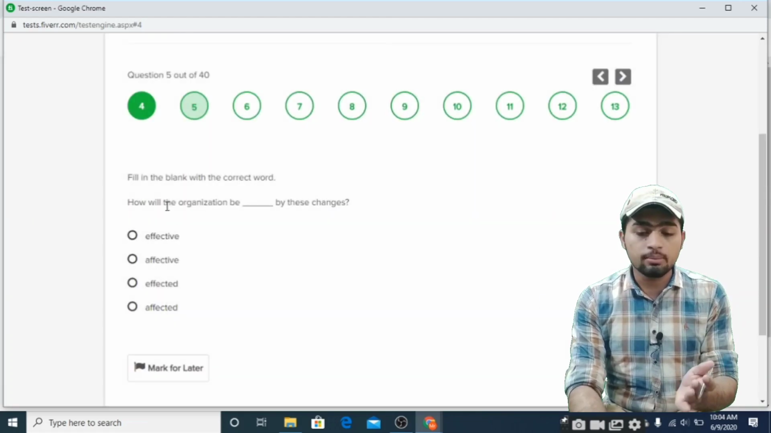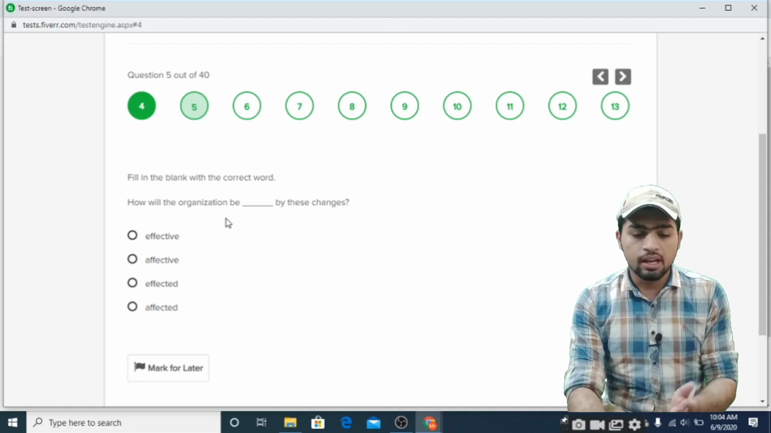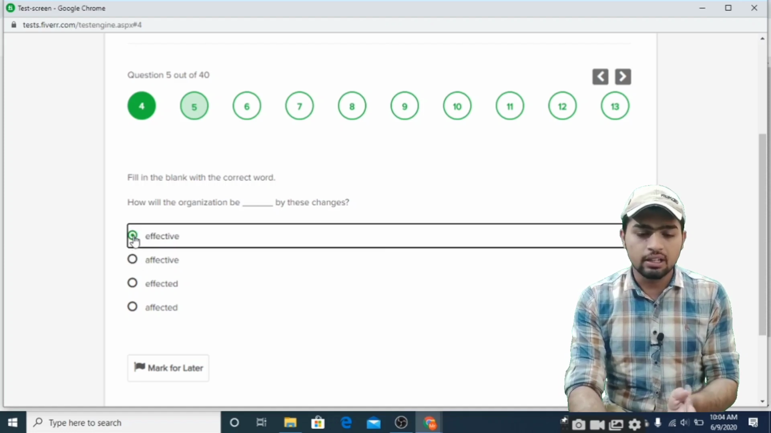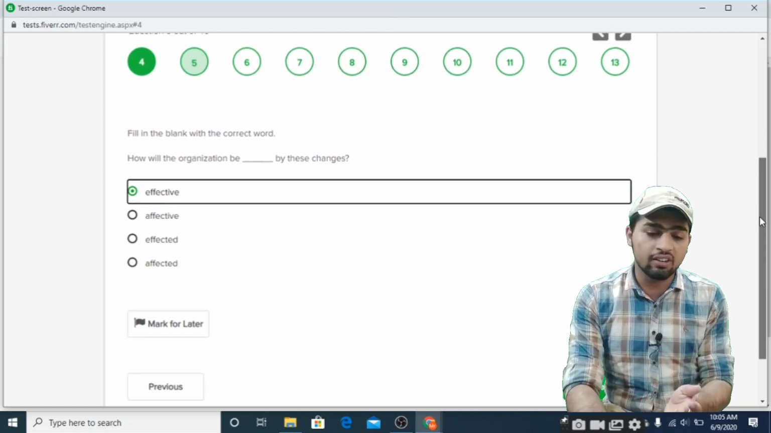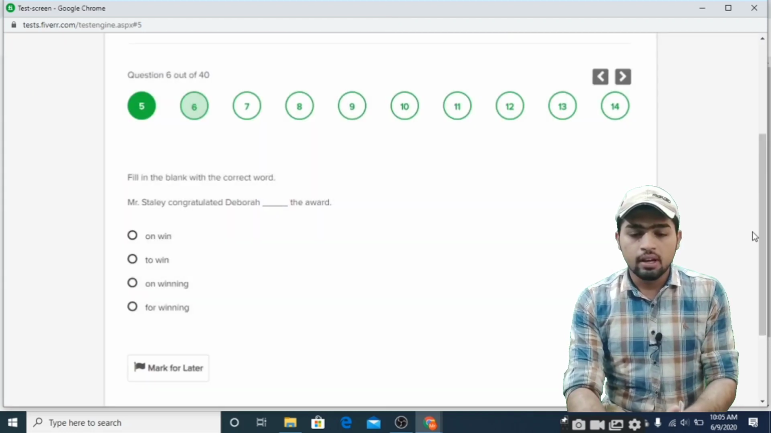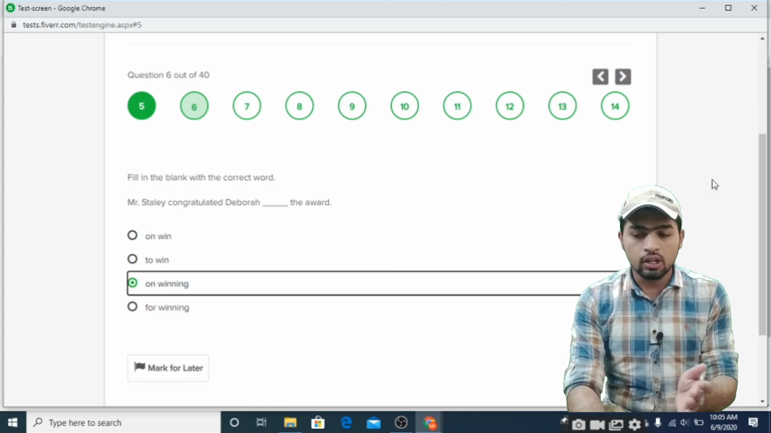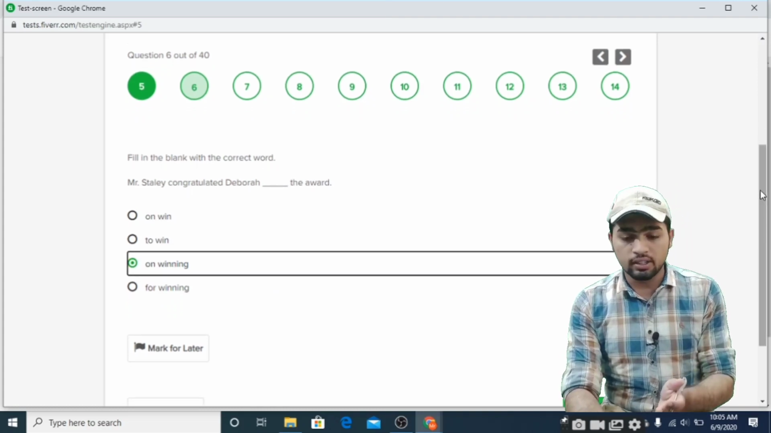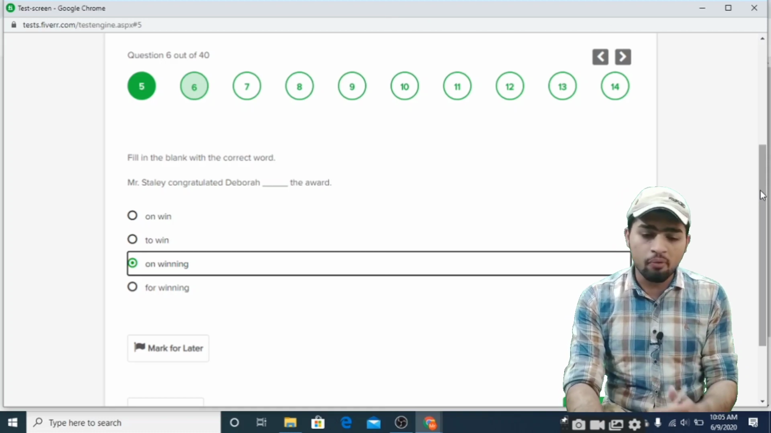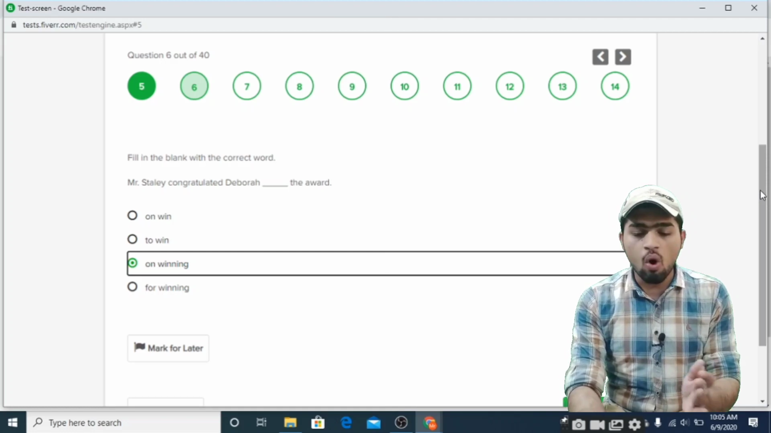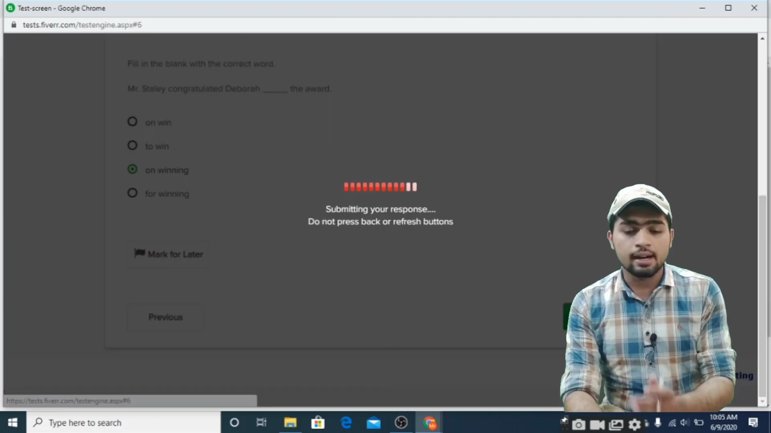How will the organization be dash by these changes? Effective, affected. In my opinion, the first one is the correct answer. Effective. E for effective, not A for. So click on next. Next 6. Mr. Stanley congratulated Dobrin dash the award. On winning the award. In my opinion, on winning is the correct answer, because on win is not correct, to win obviously not correct, for winning obviously not correct. The correct answer is on winning.